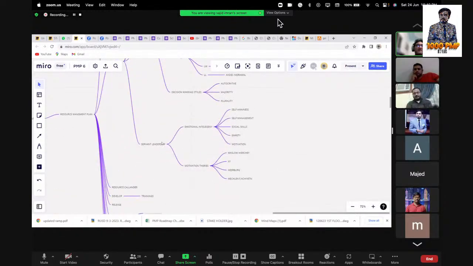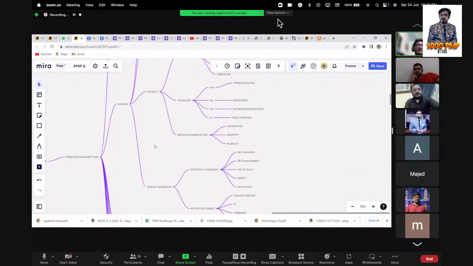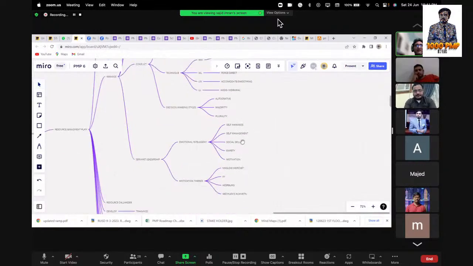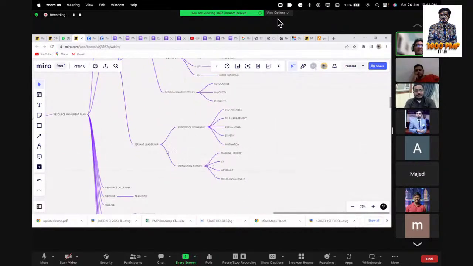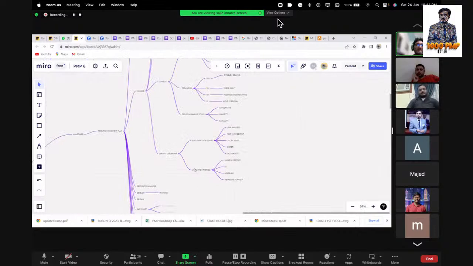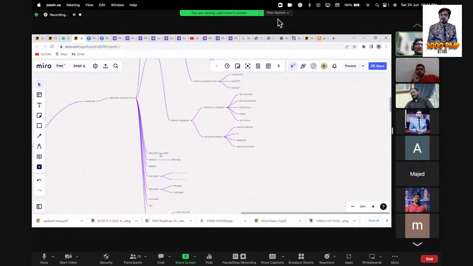Then while we are managing the conflict, the servant leader has to use emotional intelligence for self-awareness, self-management, social skills, empathy, motivation. Then we have motivation theory under servant leadership: Maslow's hierarchy, X and Y, Herzberg, McClelland's. I don't know the accurate spelling actually. Then in the resource management plan, we have resource calendar, development of the team.